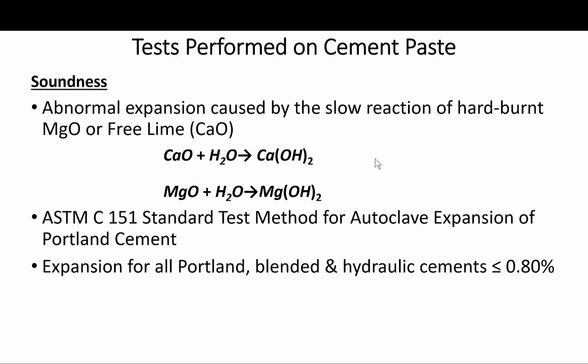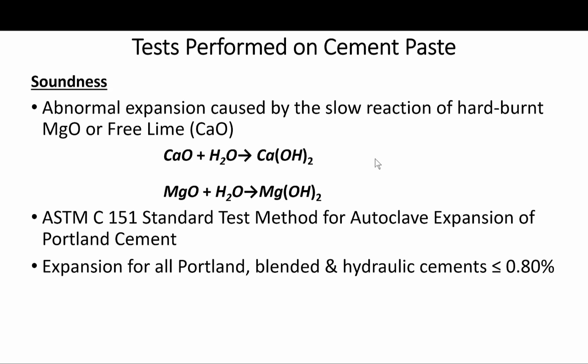Usually how it's done: a cement paste of normal consistency, and I will define what a normal consistency is coming up in a few minutes, is molded and cured normally for 24 hours. The specimens are then removed from the molds, measured and placed in the autoclave. The temperature is then raised so that the steam pressure in the autoclave reaches 2 megapascals, about 295 psi, in 45 to 75 minutes. This pressure is then maintained for 3 hours.